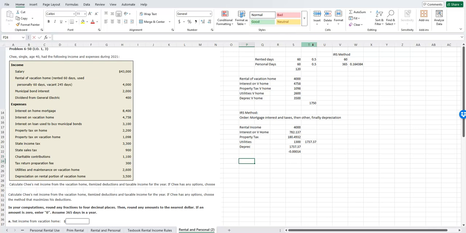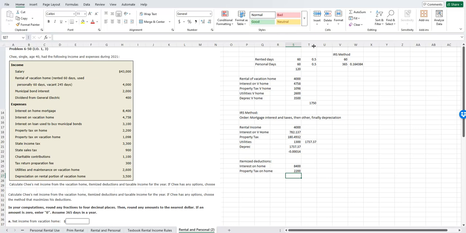So itemized deductions. Let's do the straightforward one first. I know that I have interest on my primary home. I can take all of that. And looking over on the left, I can see that that's 8,400. Then I can take property tax on home. That's my primary residence. I can take all of that. I don't have to think anything about that. That's 2,200.